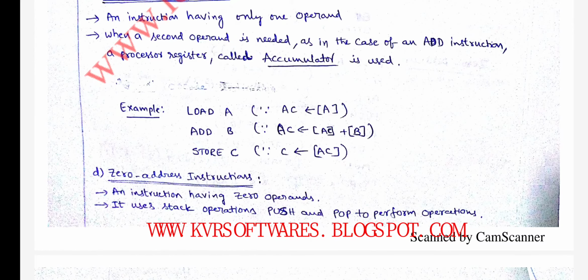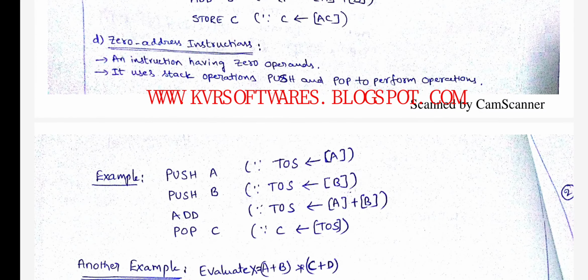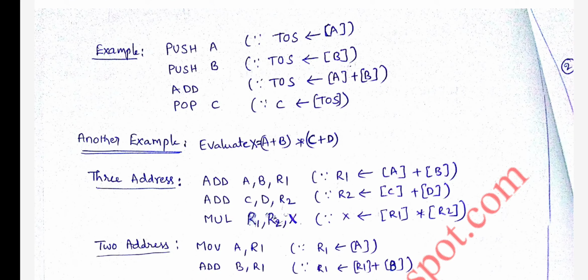Okay. Next, the same example, how can we represent it with zero address instruction format? Zero address means there are no operands. We use stack operations for doing C is equal to A plus B. See, an instruction having zero operands uses stack operations push and pop to perform the operation. Hope you know the stack operations of push and pop.